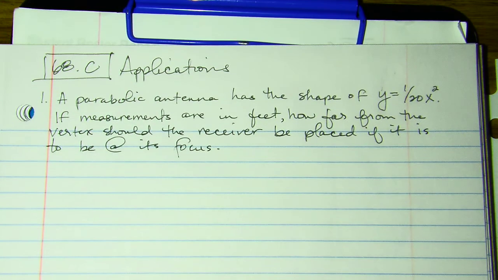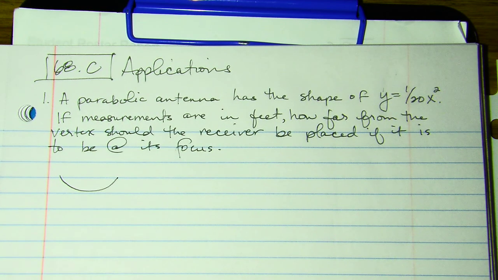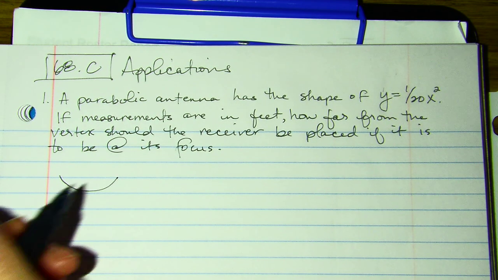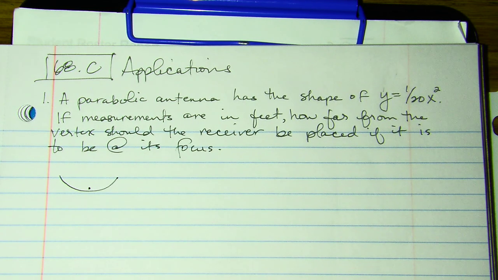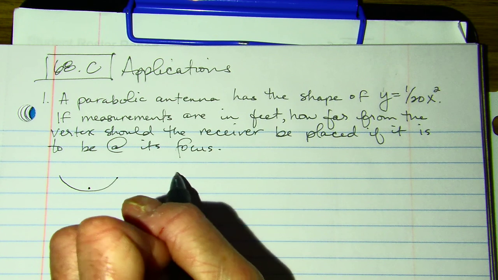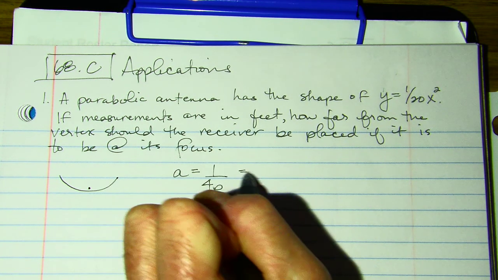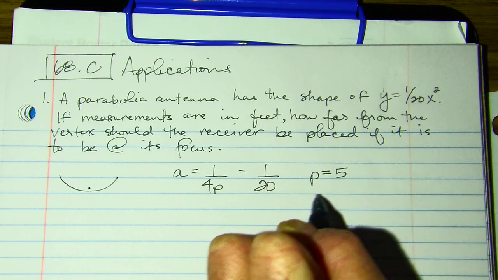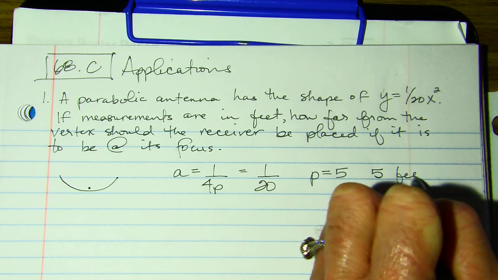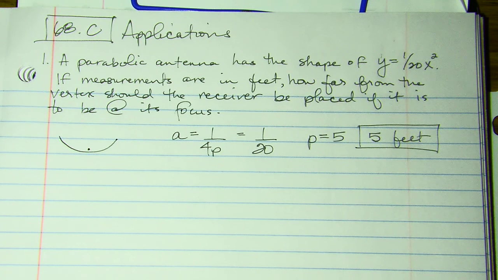Whew. So you have this parabolic antenna. They're asking how far away should the receiver be if it's at its focus. So how far away in feet? I know that a equals 1 over 4p, and they've told me we have 1/20, so p equals 5, so 5 feet. That's it. And that's how they all are, so I'm only going to do one.